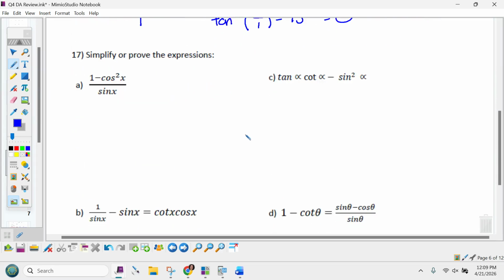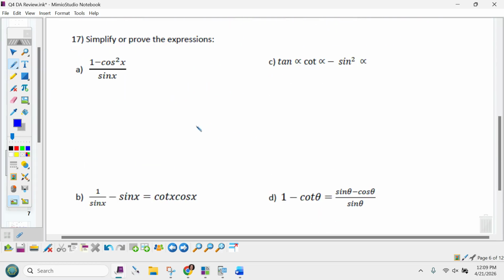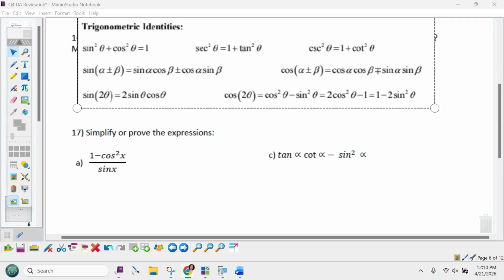Okay, moving right along. Simplify or prove the expressions. So part A and C are simplify. I don't know what the answer should be. And B and D are prove. Okay. You'll get your formula sheet again. All right, I took a screenshot for us here.